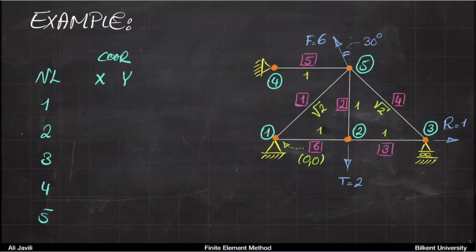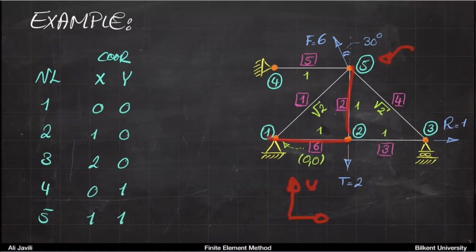So node 1, you can see the coordinates will be 0, 0. Node 2 is 1, 0, then 2, 0, 0, 1, and 1, 1 for node 5. Okay, so node 5, you see it's here, 1, 1. And this is the coordinate system that we had, right? XY coordinates. So this is our node list. Nothing super complicated about it.